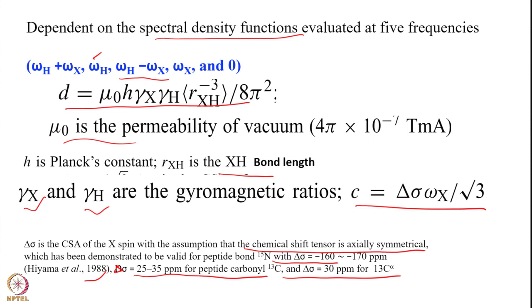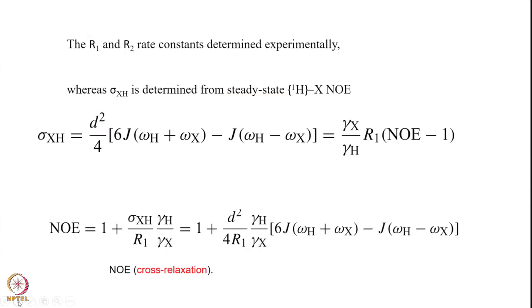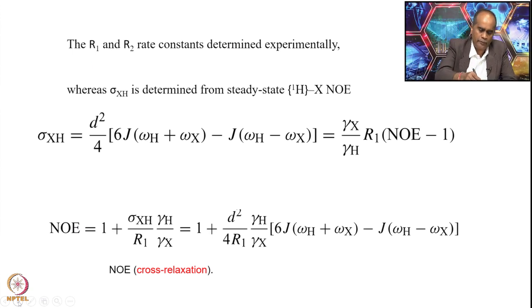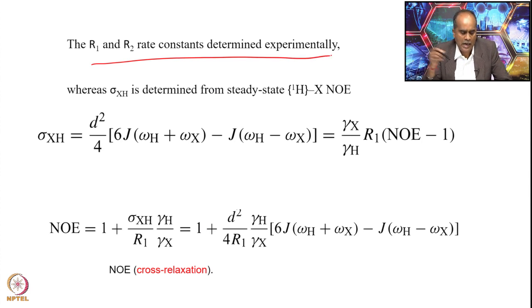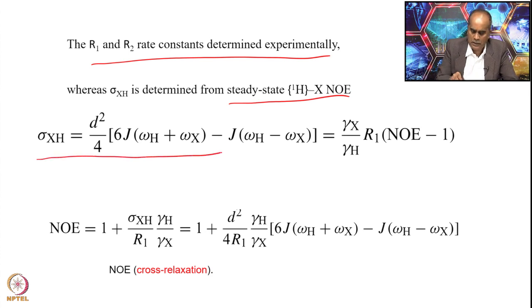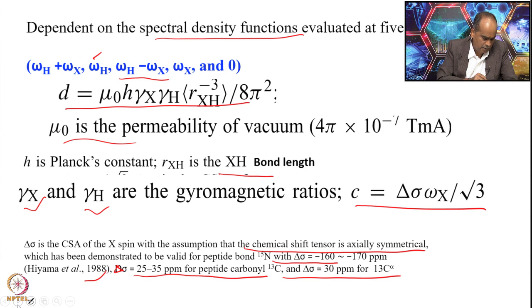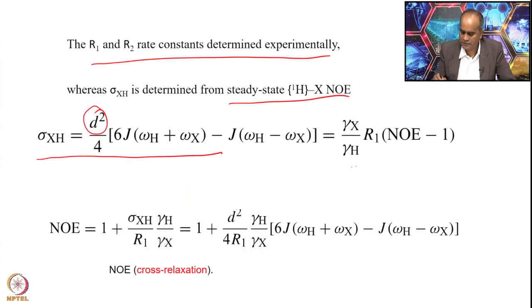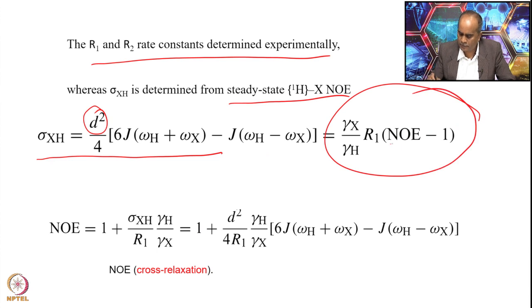Now the R1 and R2 rate constants are determined experimentally, and we are going to look at how we can determine them on proteins. The cross relaxation rate sigma xh is determined from the steady state, and we are going to look at how we can design an experiment to do this heteronuclear NOE. As we mentioned, this cross relaxation rate depends upon D, and the value of D is given here.